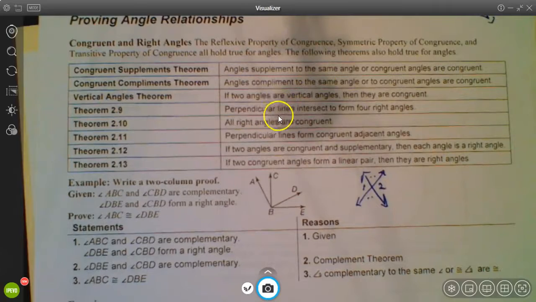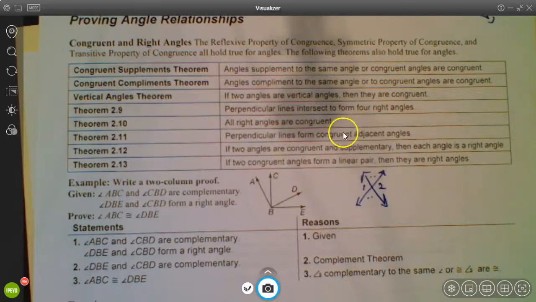All right, perpendicular lines intersect to form 4 right angles. That was on our quiz earlier this week for this chapter. All right angles are congruent. Guys, by the way, these don't have names, at least not in this book. In our last book they did, but in this book they just have numbers. Don't memorize the numbers. I don't want you to memorize that. If this ever comes up in a proof and you have to give a reason, just say this, right?